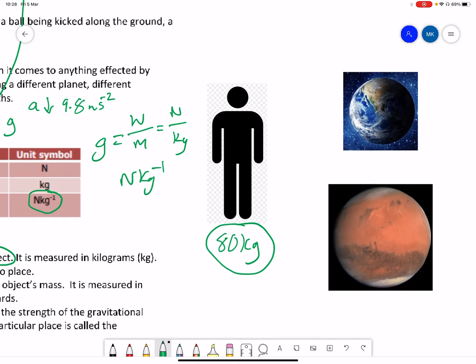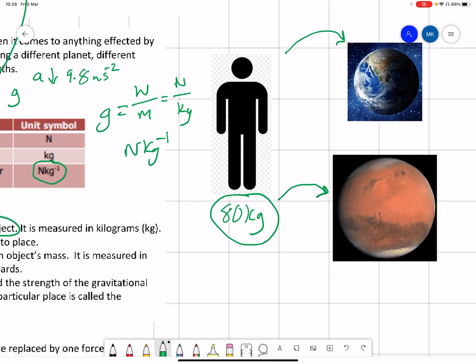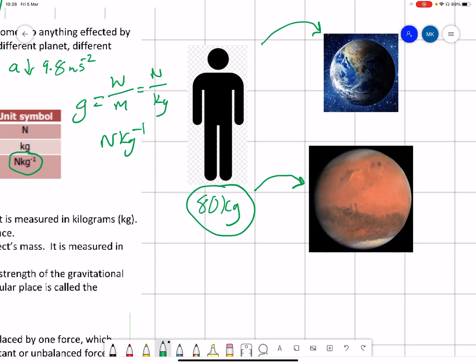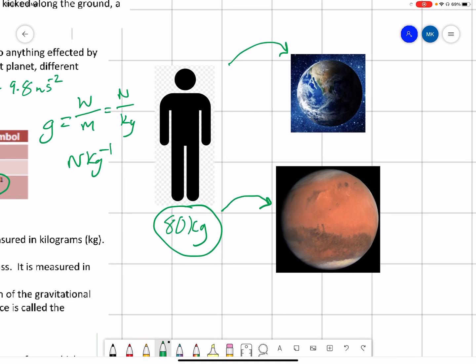This person weighs 80 kilograms on Earth. That person went to Mars. They would still weigh 80 kilograms. Their mass does not change. It's their weight that changes.